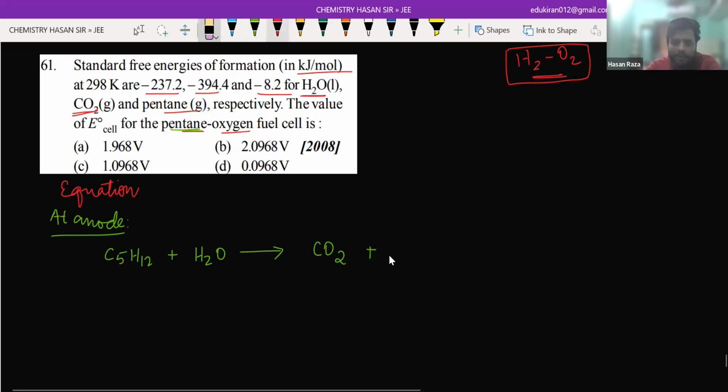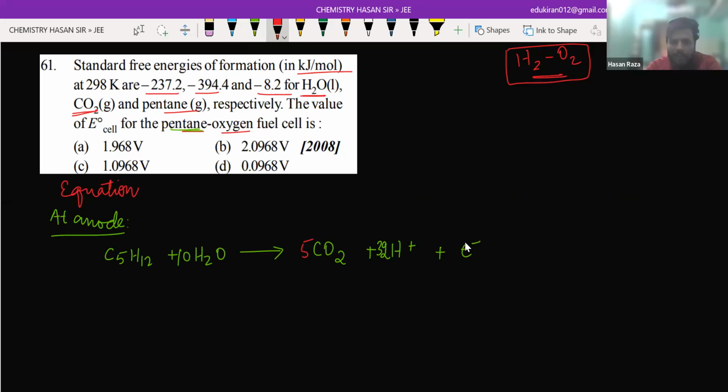CO2 is an acid, so there will be H plus as well as electrons. If I'm going to balance it, we need to write it here: 10H2O. And in order to balance the hydrogen, you can see 10 to 20 plus 12, 32. So I'm going to write 32 here. And in order to balance carbon, I need to write 5 here.